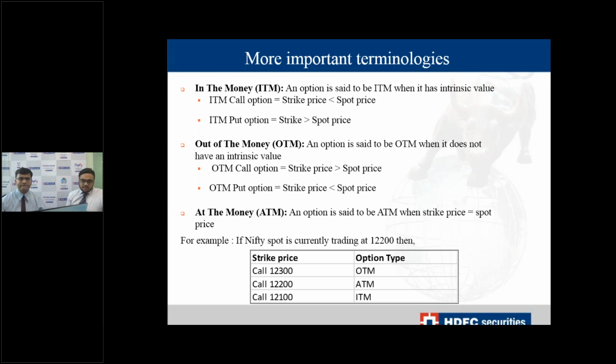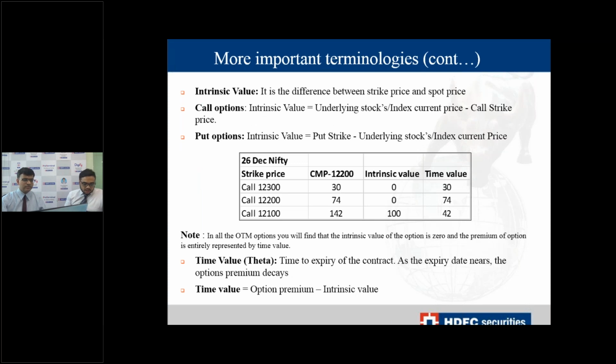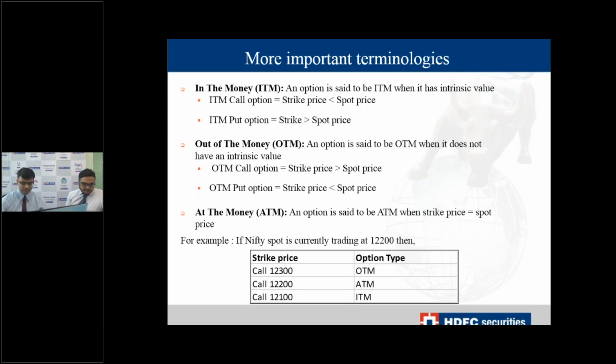So what does it mean? What does the ITM mean? ITM means in case of a call option, the strike price will be less than the spot price. In case of a put option, the strike price will always be greater than the spot price. Similarly, for the OTM call, strike price is greater than the spot price, and for OTM put, strike price is always less than the spot price. And for the ATM, the strike price and the spot price will be at par.